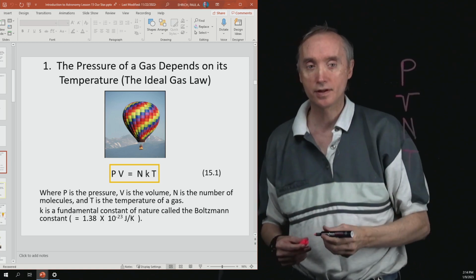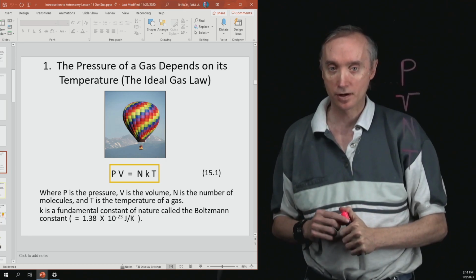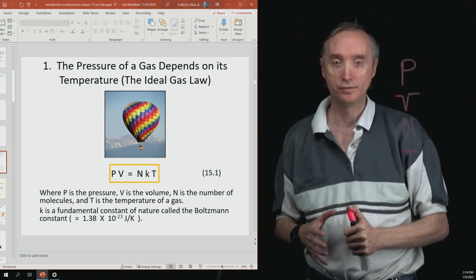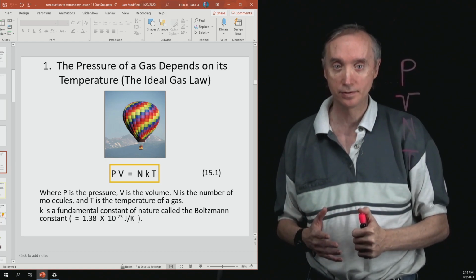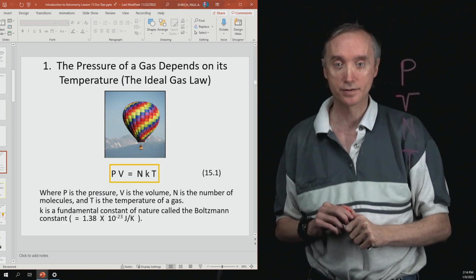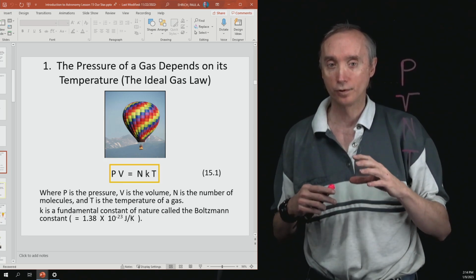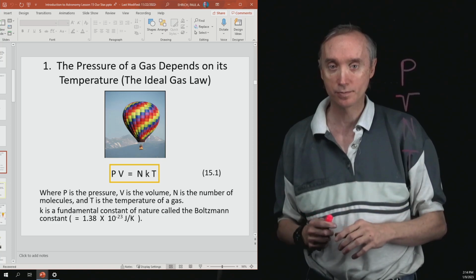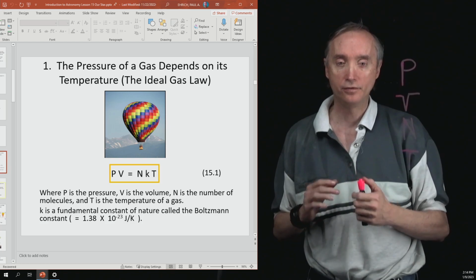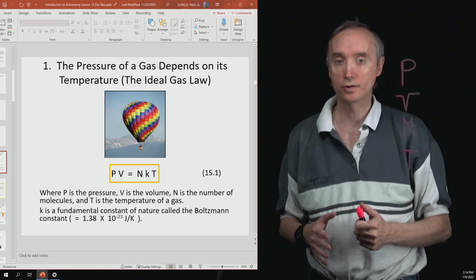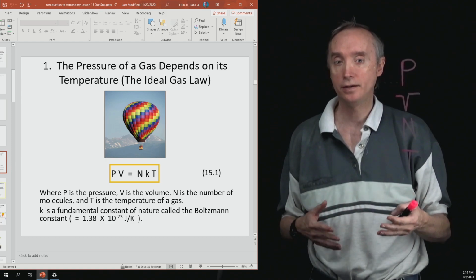Then it also has a fundamental constant. You'll notice that most of the time, the formulas that I talk about have some kind of a constant involved. This is the fundamental constant of nature that goes with gases, and it's called the Boltzmann constant. We don't really care about it, so we'll be able to use this formula without referring to that letter K, but it actually is part of the formula. I want you to have a feeling for how this formula works. Pressure times volume is equal to NKT.